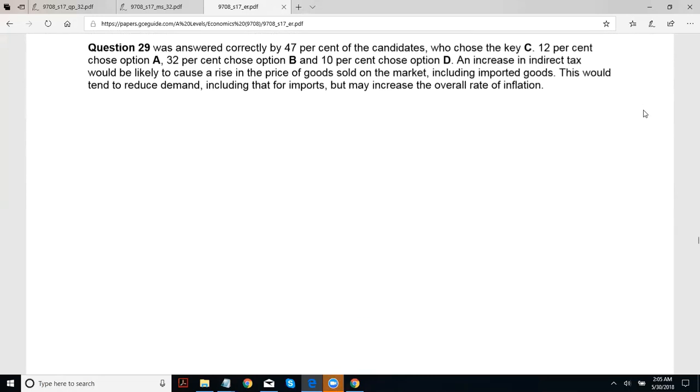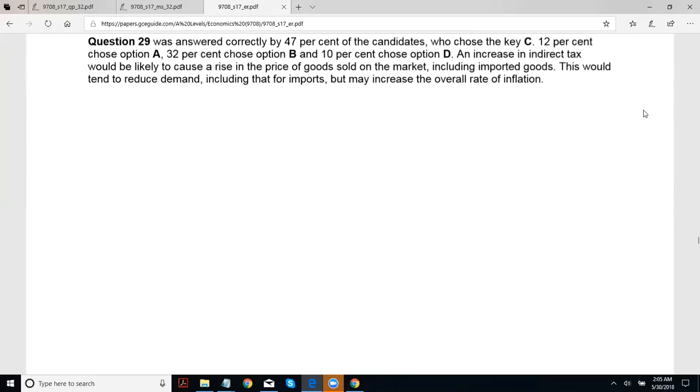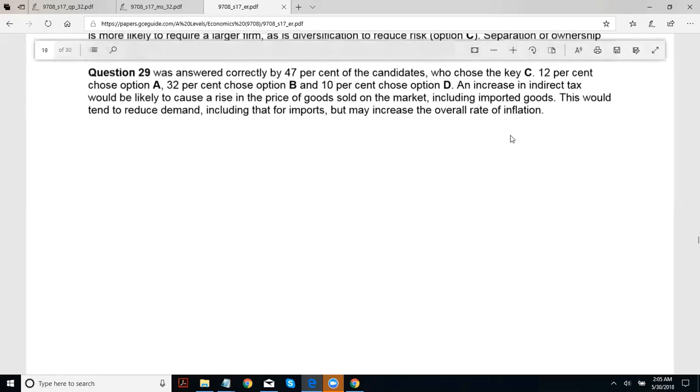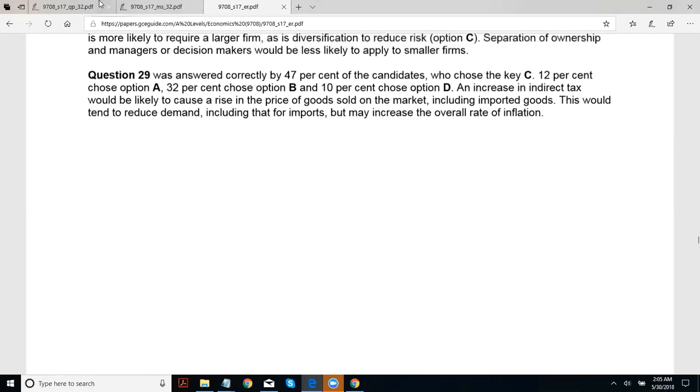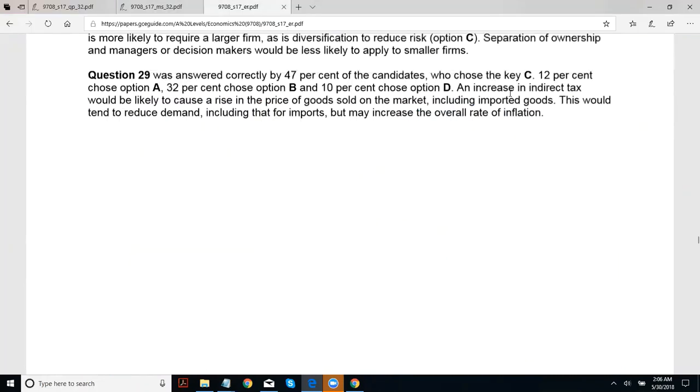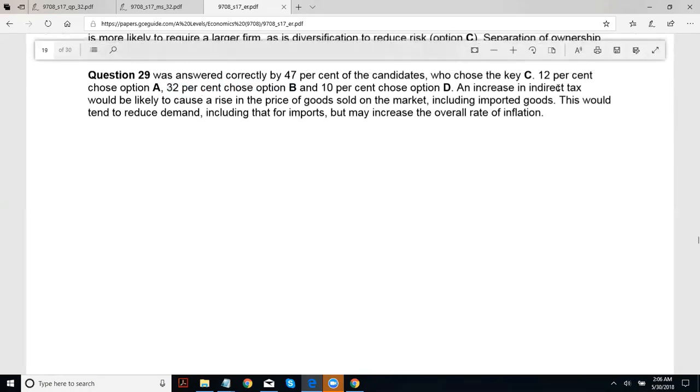Okay. So question 29 was answered correctly by 47% of the candidates, which does not include us, who chose the correct key C. So the correct answer was C, if you want to check. That was how an increase in the level of indirect taxes would reduce the balance of payments deficit, but it would increase the inflation rate. Now, 12% chose A, 32% chose B, so that was us. And 10% chose D. An increase in indirect taxes would be likely to cause a rise in the price of goods sold on the market, including imported goods.